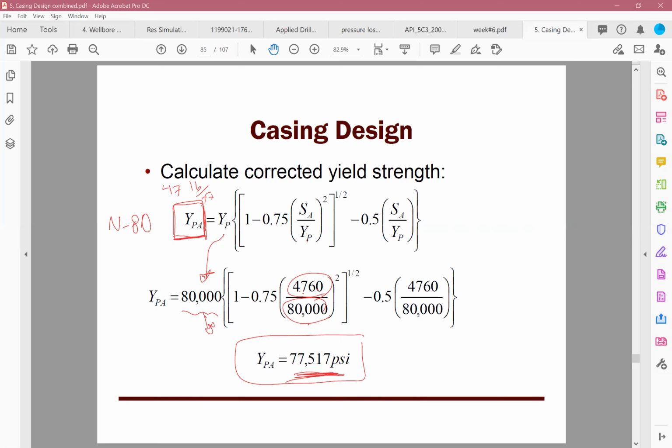All right, so we calculated this. Now we need to calculate a new collapse rating for our casing. We cannot use tables anymore. And the reason is that the tables only give us the collapse rating when you have zero axial tension, but you don't have zero axial tension now, right? That's why we had to calculate an equivalent yield strength.